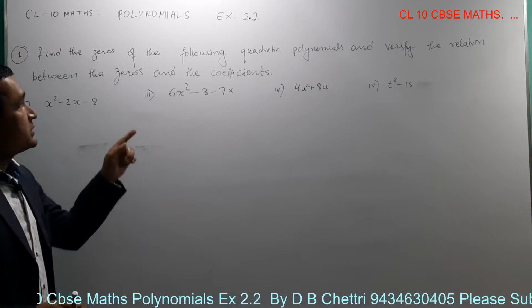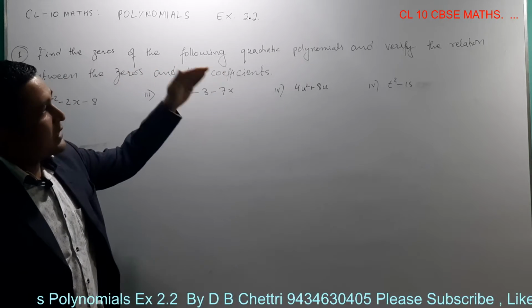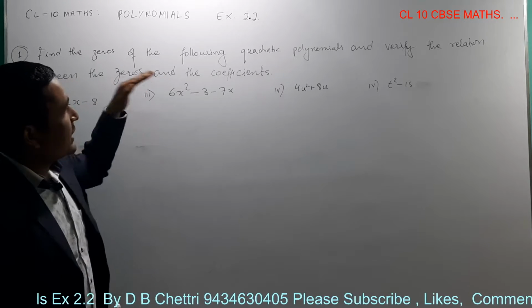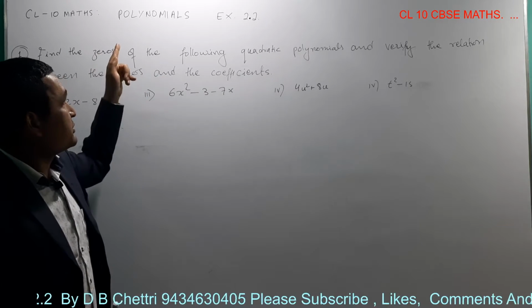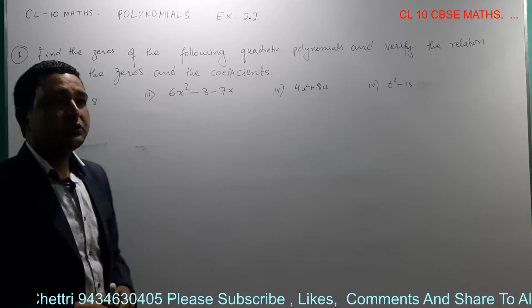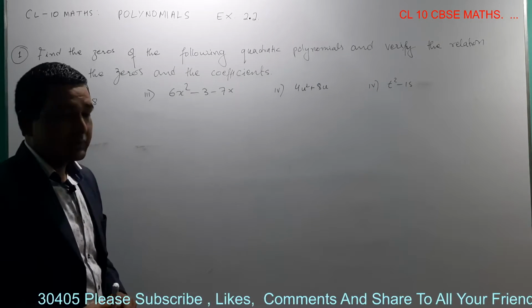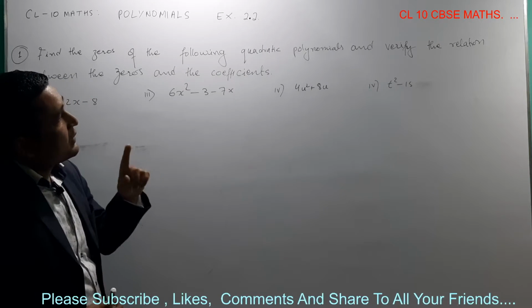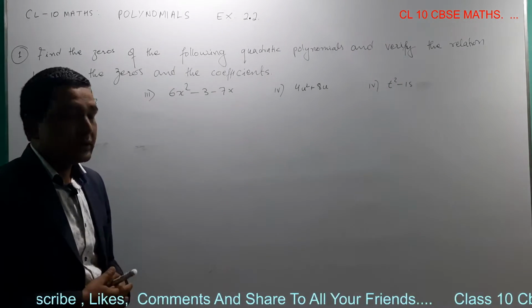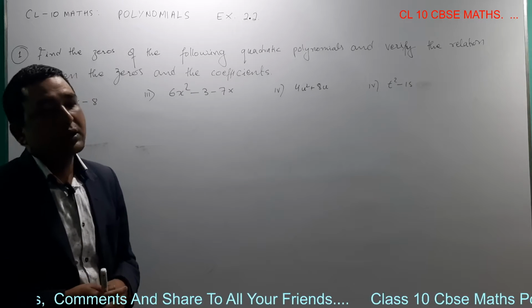Now this is the question. Find the zeros of the following quadratic polynomials and verify the relation between the zeros and the coefficients. This is chapter Polynomials, Exercise 2.2. Zeros means the value of the variable. Then verify the relation. There is one more formula there. We find the value of the variable directly, and with the formula, to verify both cases.